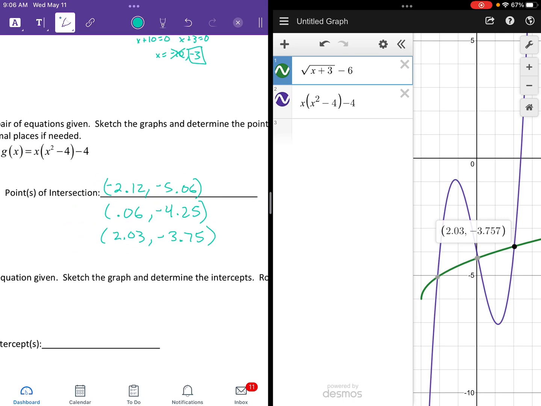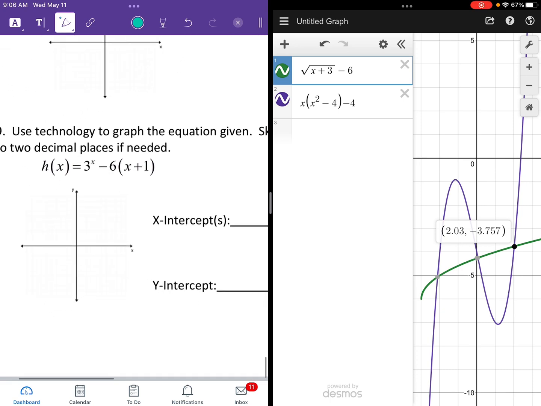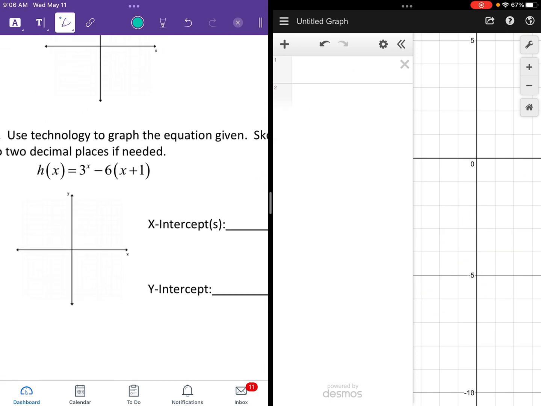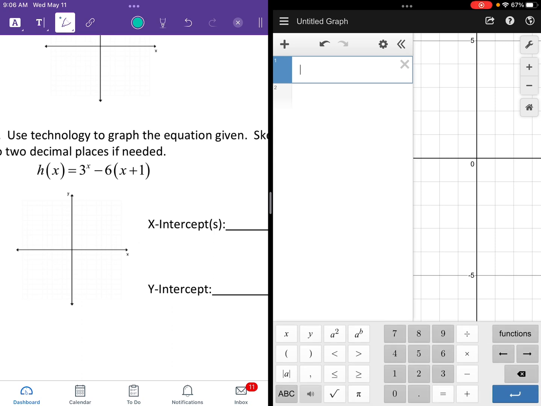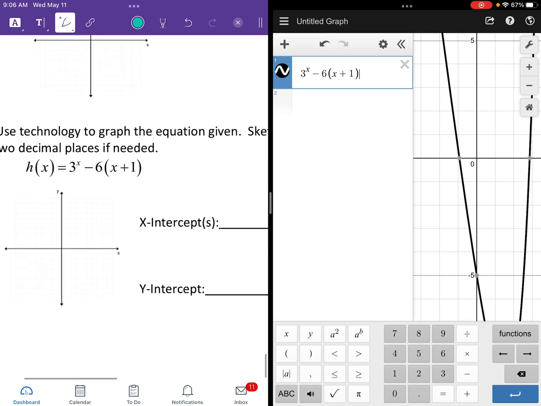Okay, make sure that when you're doing this, you zoom in really well so you can see the lines and where they're going to intersect, if that's one of the questions. All right, next question. We're going to get rid of these equations. We're going to graph this one. So we have 3 to the x power minus 6 parentheses x plus 1. We got that. Okay, so we want to find 2 things in this case.